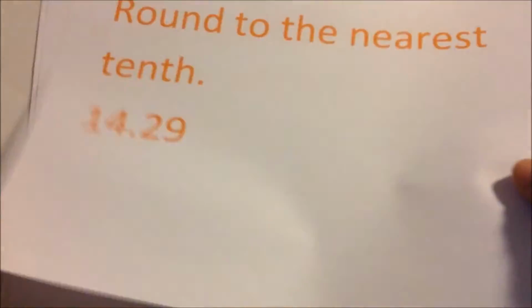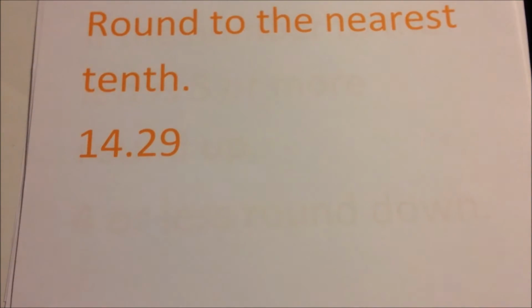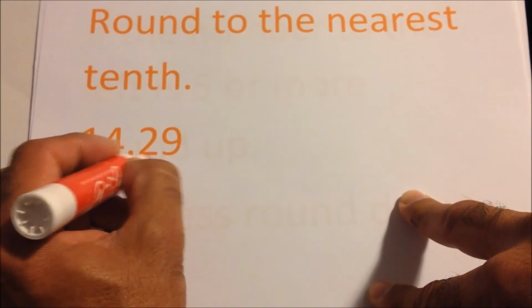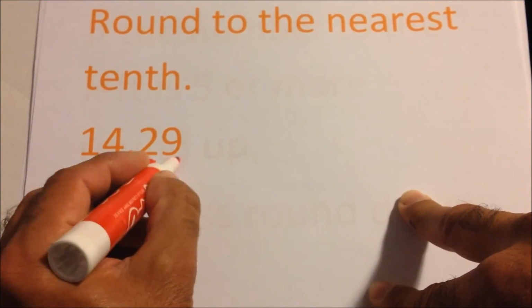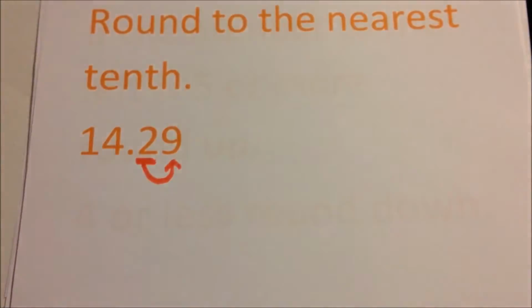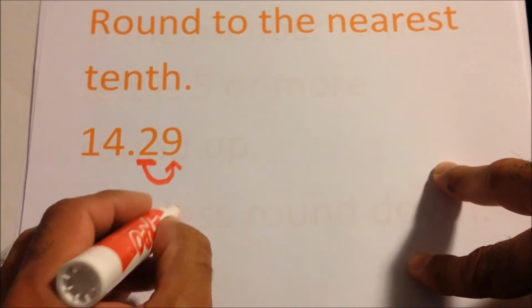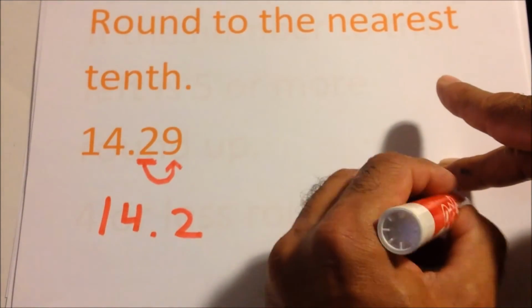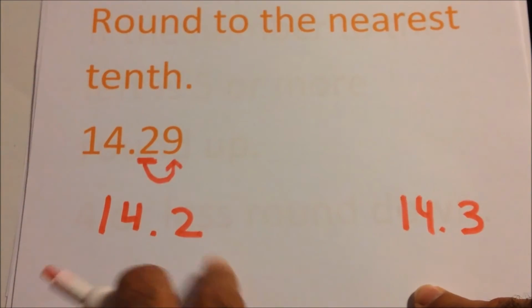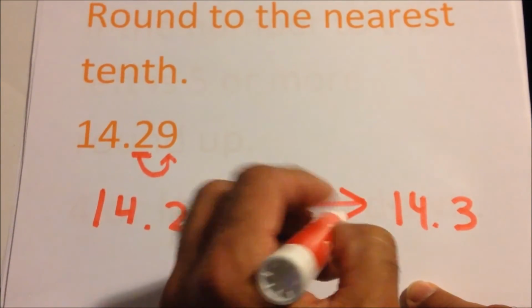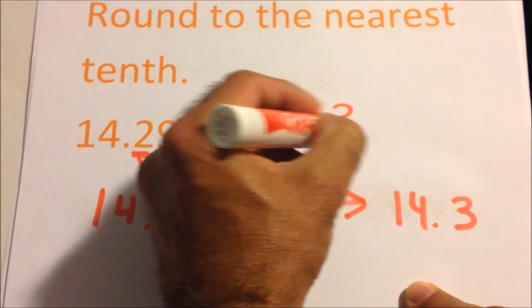Okay, so let's take this. Round to the nearest 10th. See if you can do that one. To the nearest 10th. Okay, first of all, find the 10th place. Here's the 10th place. And now look to the right. That's all you do. Find the place, look to the right. Is it 5 or more? Yes. So it's either going to be 14.2 or 14.3, because that's the 10th place. And it's closer to 14.3. So it'll round up to 14.3.